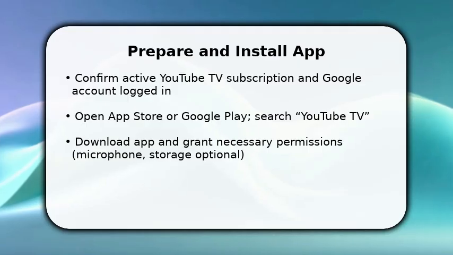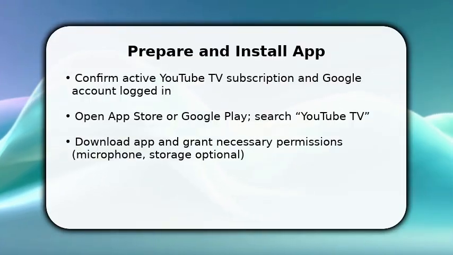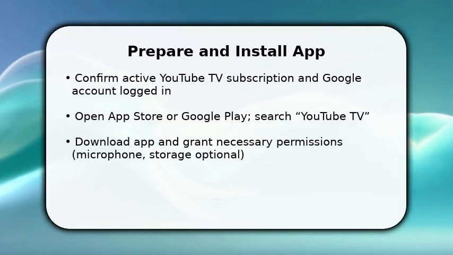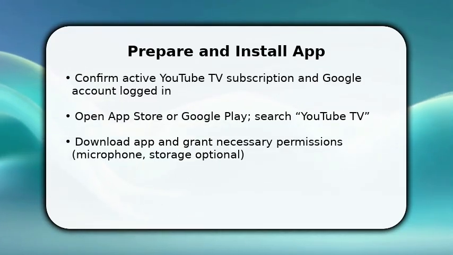Enjoy the video. You start by confirming you have an active YouTube TV subscription and that your Google account is ready. Once done, open the App Store or Google Play on your phone and search for YouTube TV. Tap Download and allow permissions the app requests. These let the app work correctly and save settings.